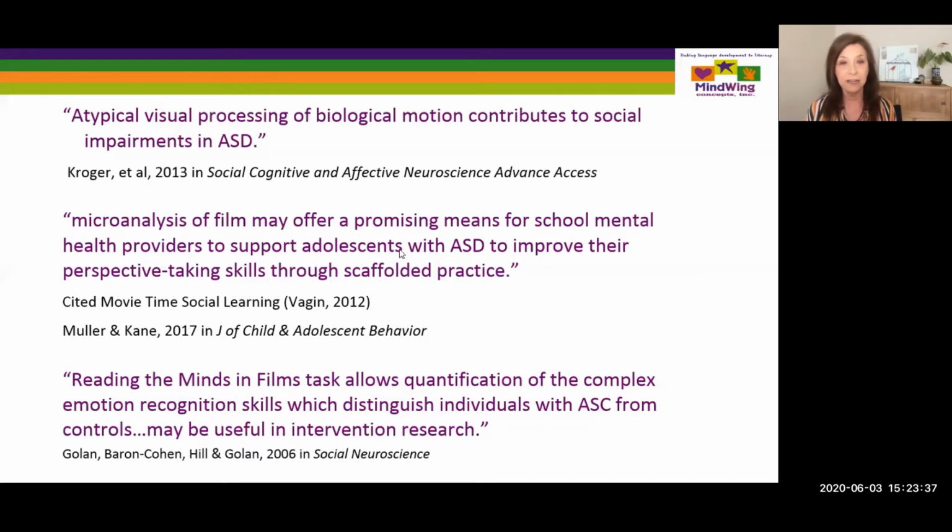And then in 2017, the microanalysis of film may offer a promising means for school mental health providers to support adolescents in improving their perspective taking. And so this is also saying that we can break down animated movement or real person movement. We certainly can work with both to help students in what I feel is the most important, which is to work on identifying feelings, perspective taking, and understanding the discourse that is happening between the characters.